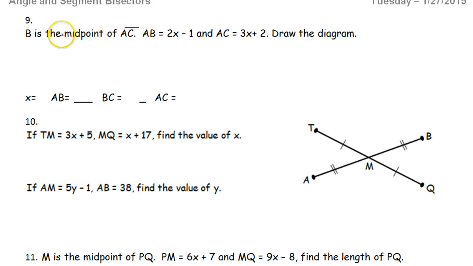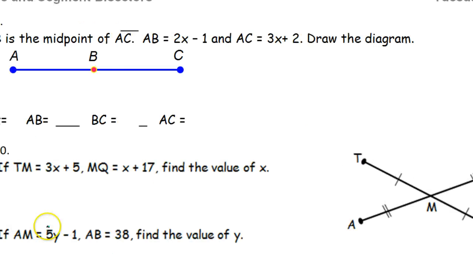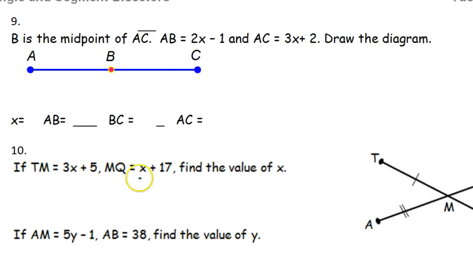So look at number 9. B is the midpoint of AC. Interesting. AB is this, AC is that. Draw a diagram. So here we go. Okay, so here we have it. B is the midpoint of segment AC. So here you have segment AC. Now if B is the midpoint, that means AB and BC are congruent.